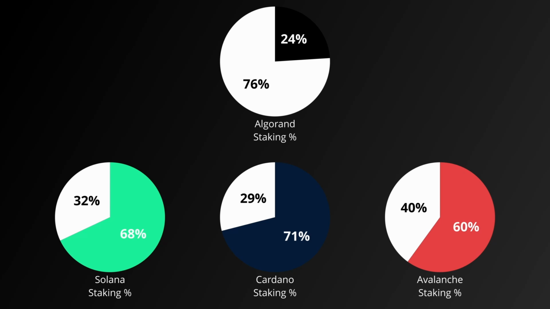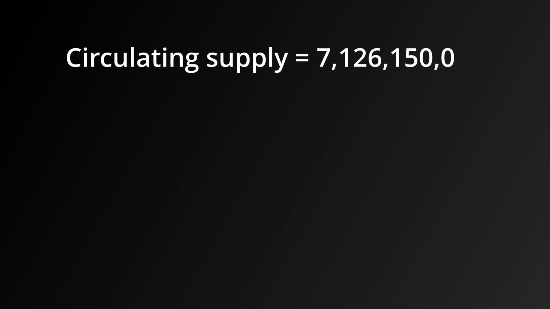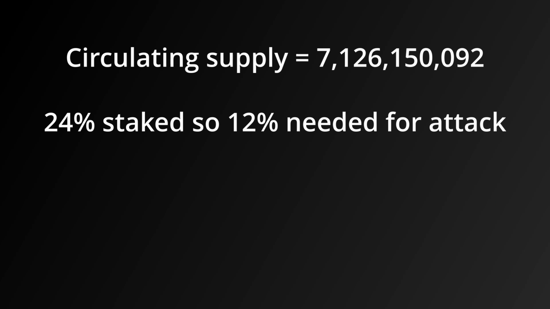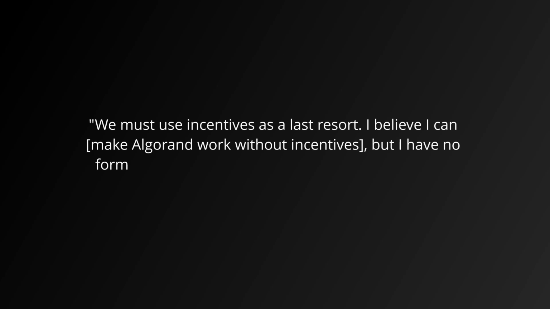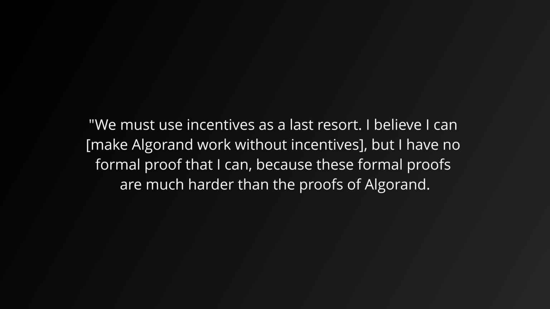So it seems like Algorand is sacrificing security by not offering this incentive. An attacker would currently need around 12% of the circulating supply for an attack, which would cost around $200 million when I'm recording the video. Maybe this much security is enough. It does seem like a very unusual decision though, as most cryptocurrencies are trying to maximize security. Even the founder admits he's not sure if it will work without the incentive. We'll have to wait and see if it becomes a bigger issue.